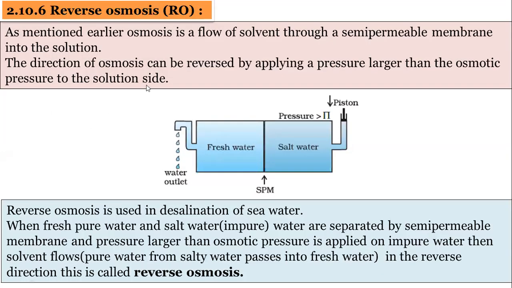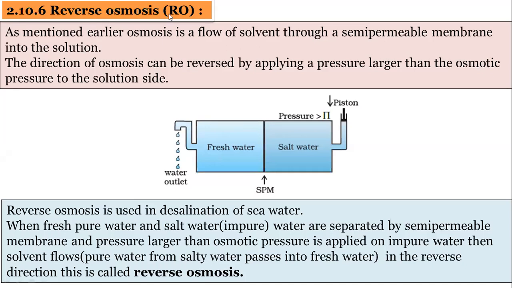So this is the last part of this chapter. I will explain reverse osmosis. It is called RO. This technology is used in filters nowadays, RO filter for water purification. There are two types of filter: one is RO filter and one is UV filter. So this reverse osmosis, RO, is opposite to the osmosis.